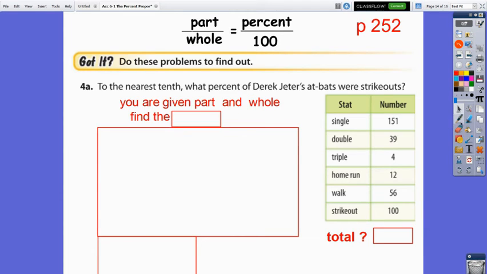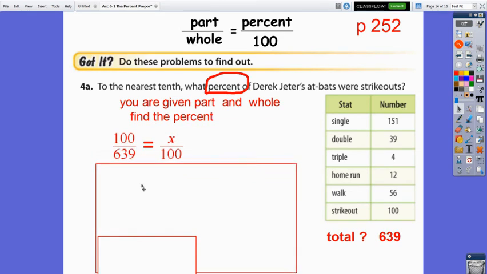So when the question asks what percent, it's pretty obvious then that the two numbers they're giving you are the part and the whole. But which one is which? After the word of is the whole. So you're looking for 100 strikeouts out of 639 at-bats, right? So luckily they already gave you that 639. So you're finding the percent, set up the percent proportion. 100 out of 639 is what out of 100?